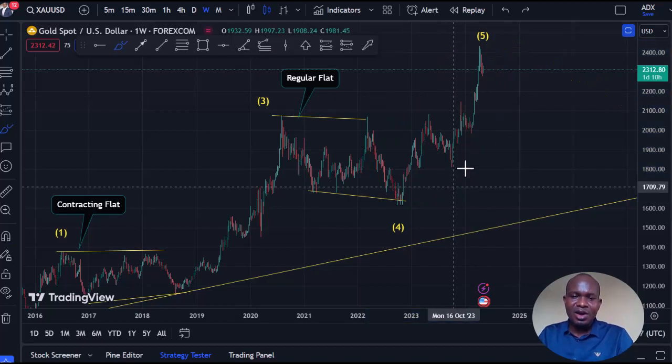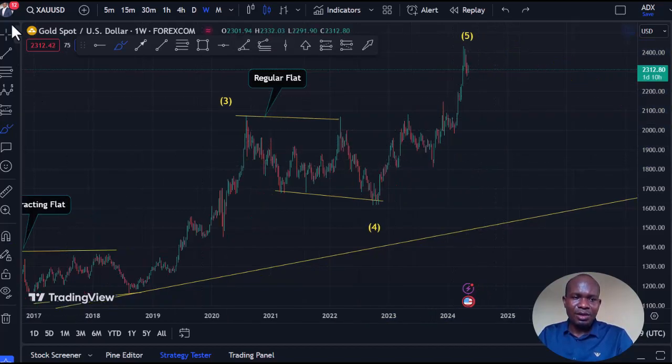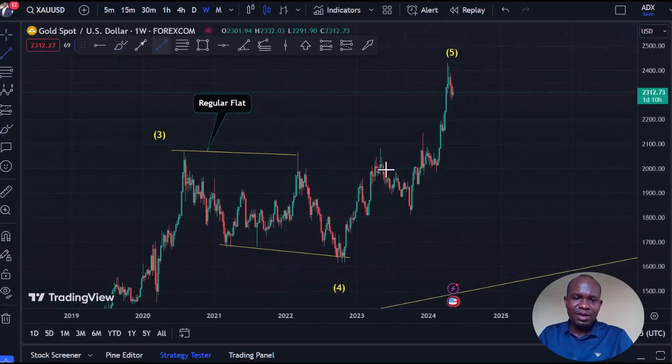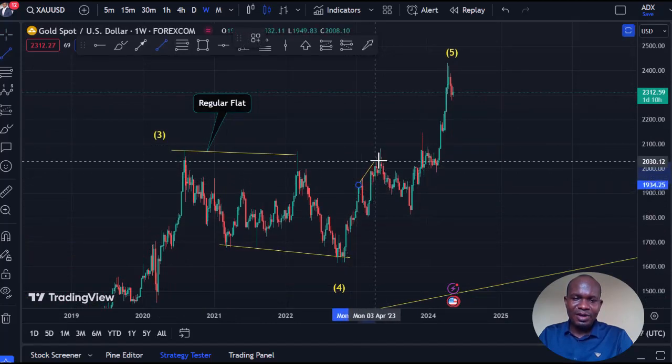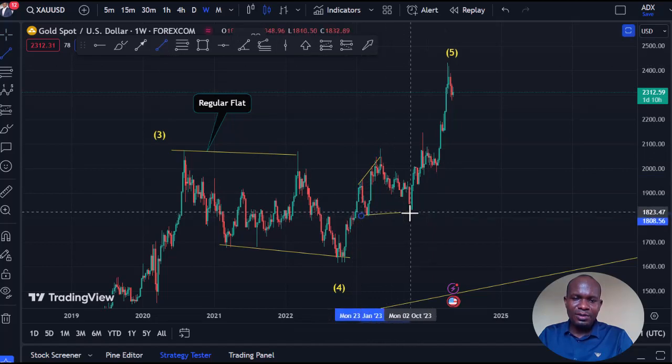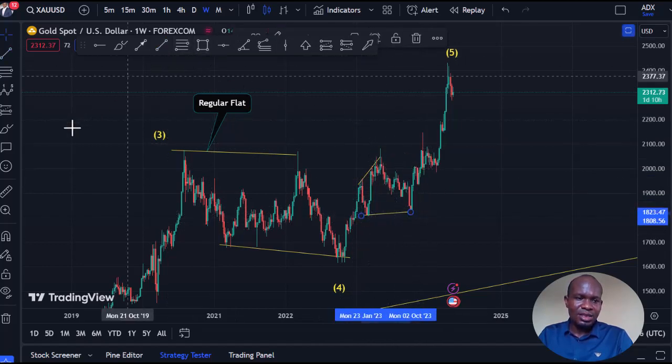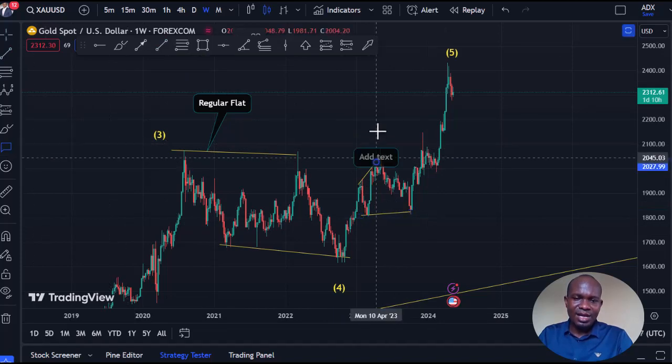All right, so from the weekly chart, you can see a clear 3-wave. We have impulse, correction, impulse, which is like a running flat. So let's label it running flat.